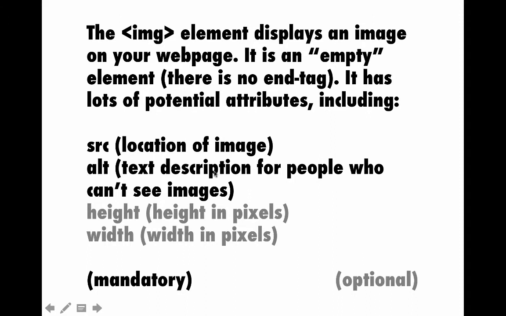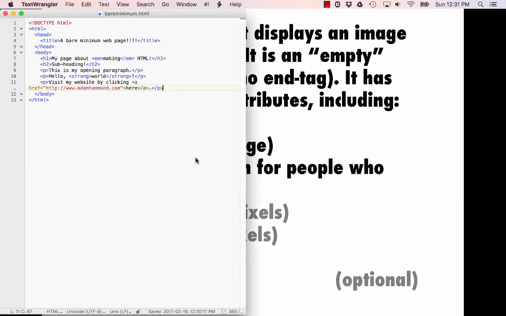Alt is a text description. That's for people who can't see images. Say a screen reader would describe the image for people who are, for instance, blind, because they can't see it, but say it's really crucial to your website. It's very nice to have a text description of the image. You can also specify the height and width in pixels of the image. So let's go do that too.